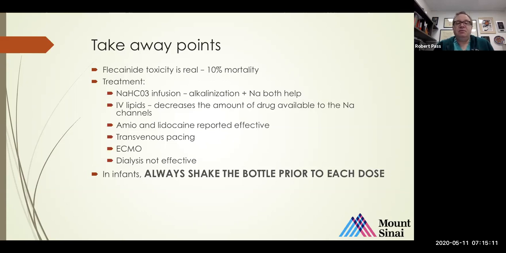And the problem that I have encountered and others have seen is that the bottle has these pill fragments. And so if the family is not aggressively shaking prior to each and every dose, by the time the patient gets to the bottom of the bottle, the concentration of flecainide is extremely high. And that has been, in my experience, the most common reason that outpatients get into trouble with flecainide. So patients of mine who are on flecainide know that I, if anything, overdo it in telling the family to shake the bottle. Every single time I see them, I remind them of that.